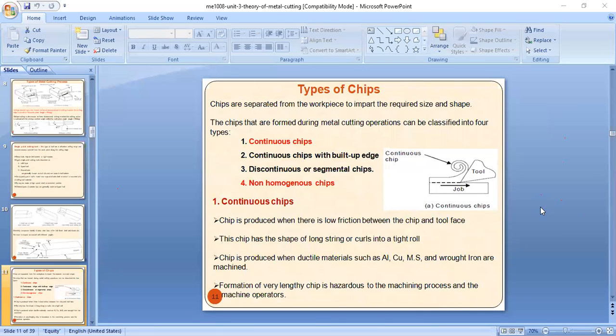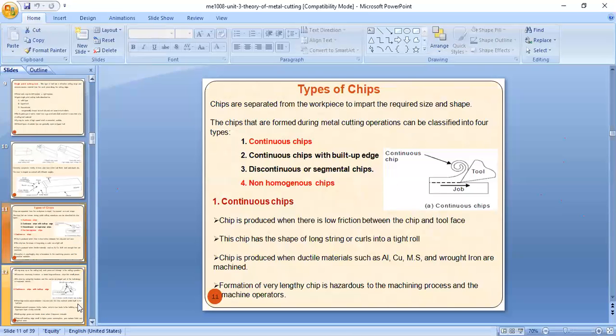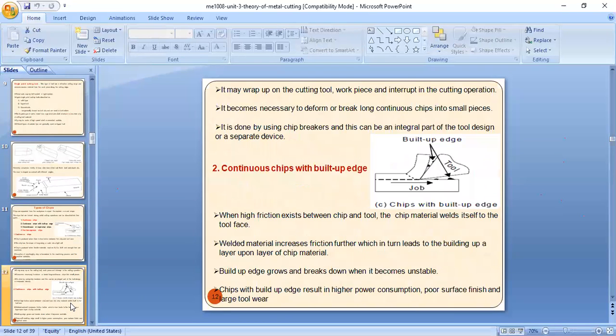Formation of a really very lengthy chip is also hazardous, or not safe for the machine operator, that you can see practically. So next. Why is it hazardous? Because it will wrap on the cutting tool and on the workpiece and interrupt the cutting operation. So the chip should break. For that, we'll discuss later.